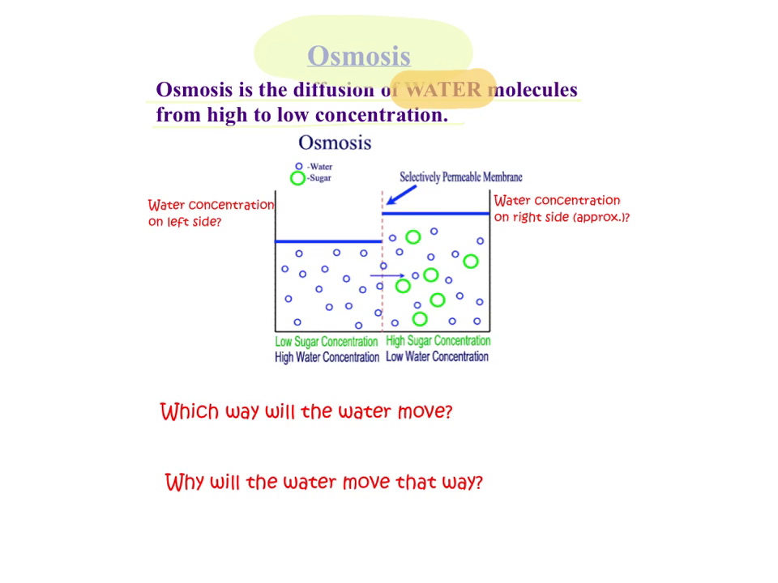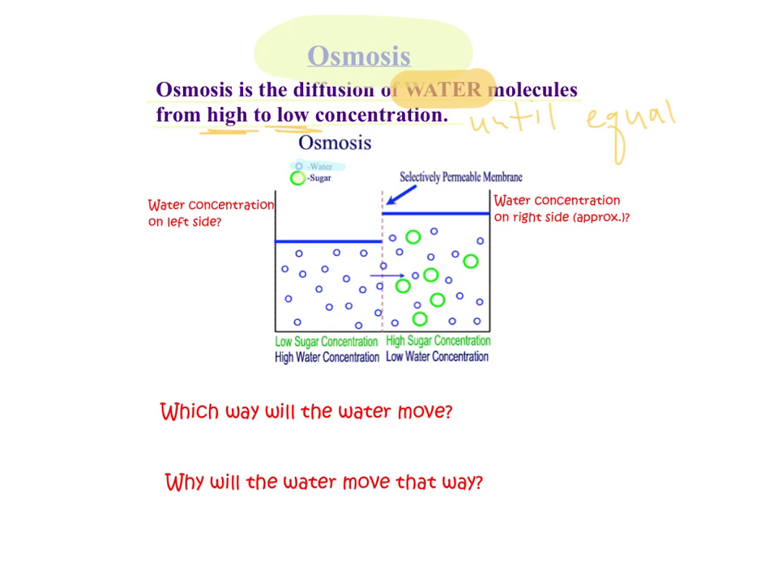Osmosis is water molecules diffusing, using our definition of diffusion, from high concentration to low concentration until equal. Let's take a super close look at this picture. The blue circles, they are water. The big green ones are sugar.